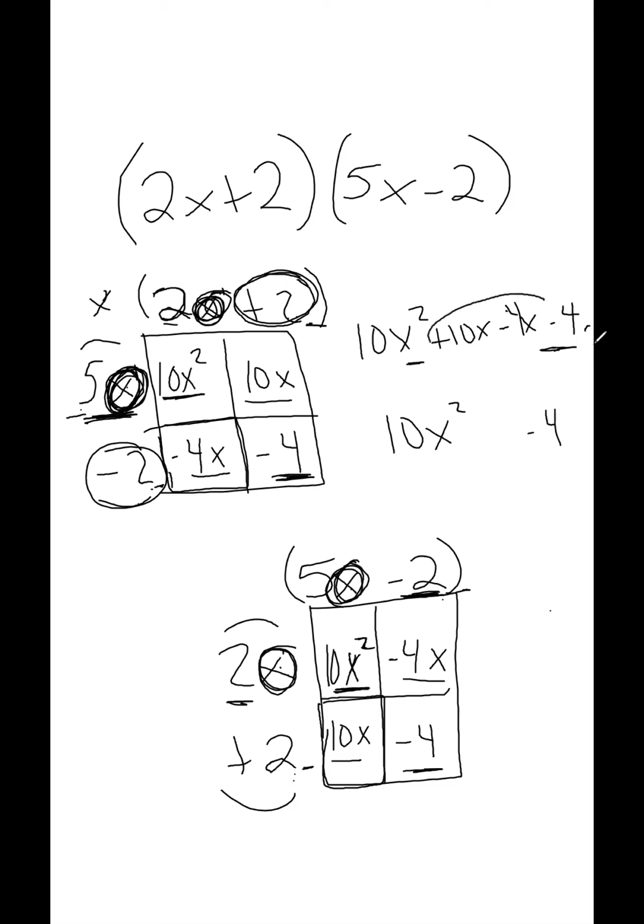This middle part is what I can combine because it's a number with an x and another number with an x. They have common values. This is called combining like terms.